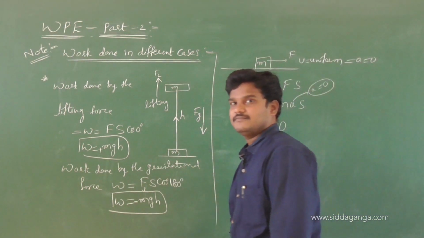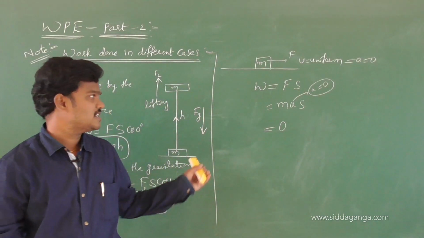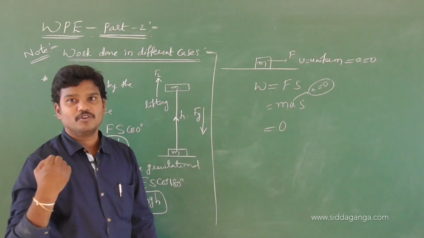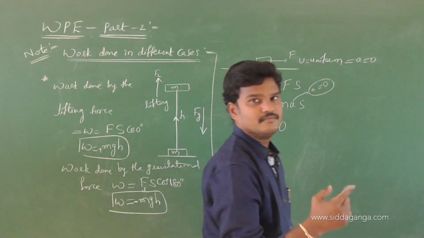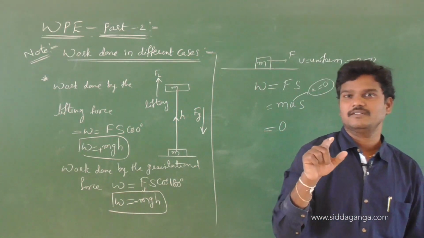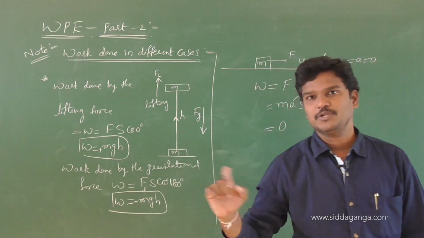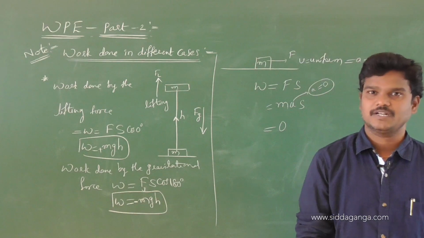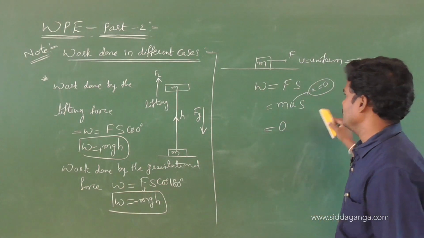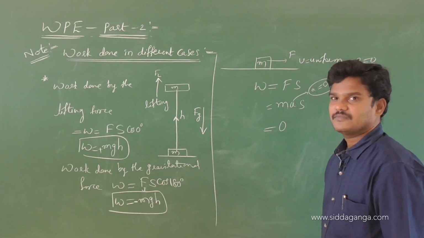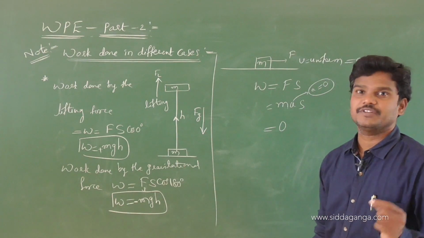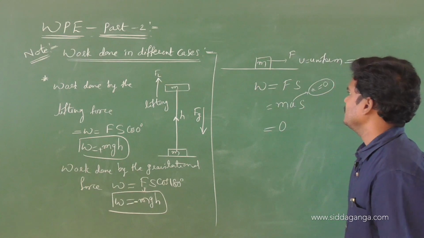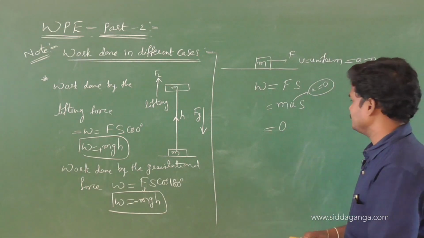Work done is 0. Of course there is a displacement, but how is the body moving? If the body is moving with a uniform speed, then the work done by that body is 0. Uniform speed means acceleration 0, so there is no work done. So keep in mind, this is a simple thing. Work done when a body moves with a uniform speed is nothing but 0.